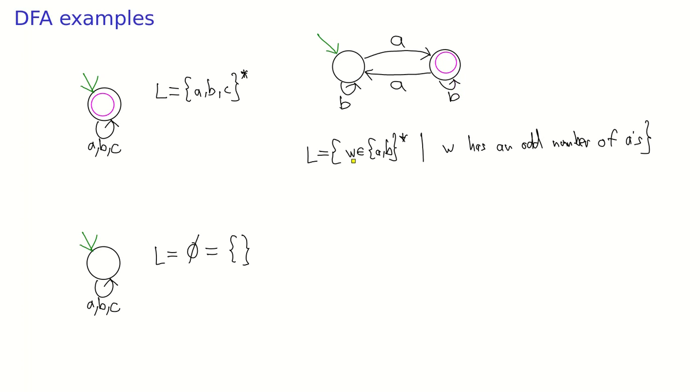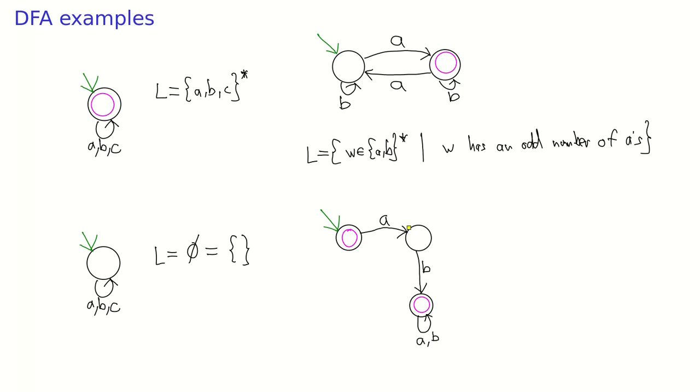So we could write it in the following way. The words W made from A's and B's, so from {A, B} star, such that W has an odd number of A's. Okay, and here's the next example. Look at this finite automaton and think, what language does it accept?